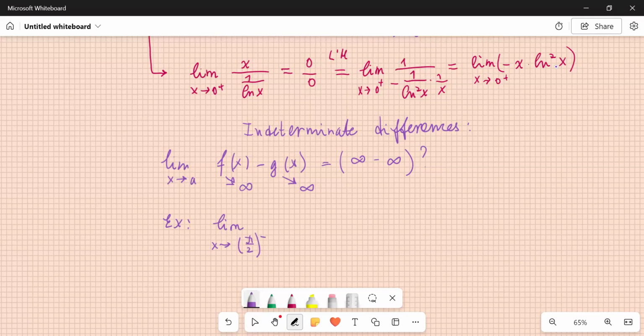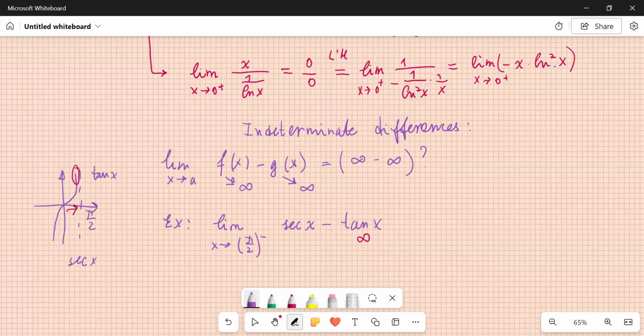X approaches pi over 2 from the left, and I have secant of x minus tangent of x. That's a difference. Well, guys, you probably don't remember the graph of secant and tangent. I'm going to remind you maybe over here. So, how the tangent looks first. Tangent looks like this, all right? This is pi over 2, and the left of pi over 2 is going to be this side, so that's infinity.